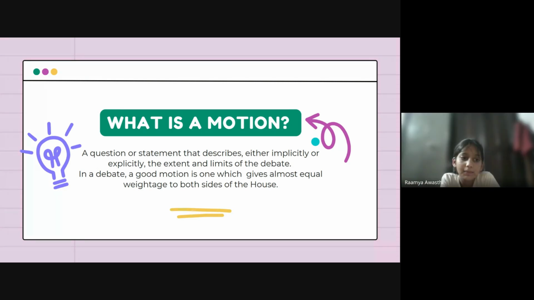Sir, can you please explain the line? In a debate, a good motion is one which gives almost equal weightage to both sides of the house.